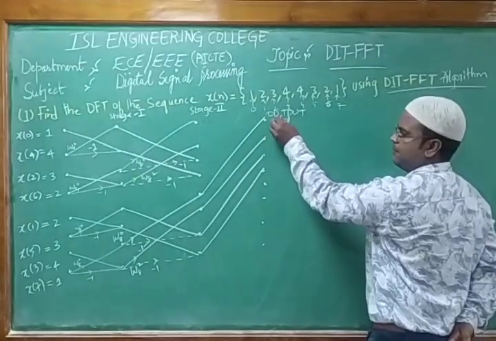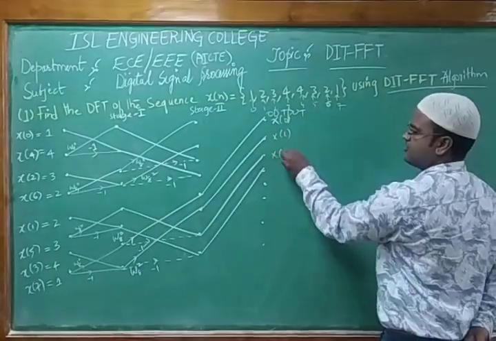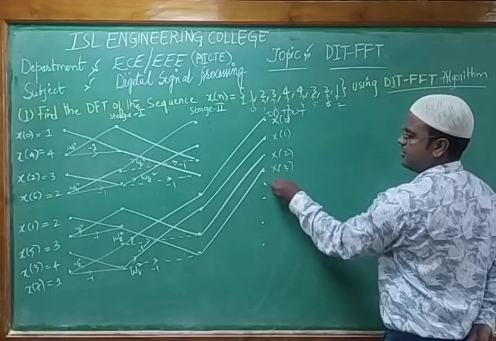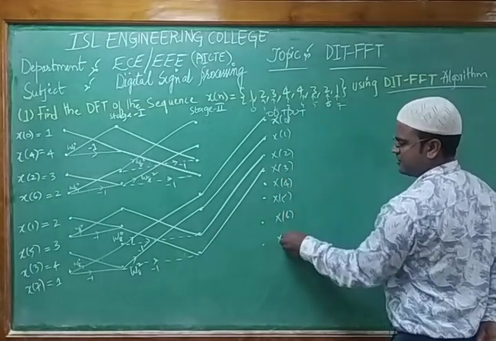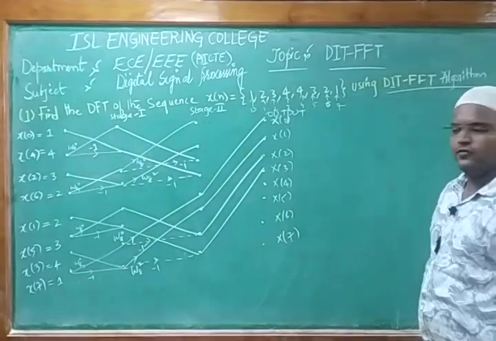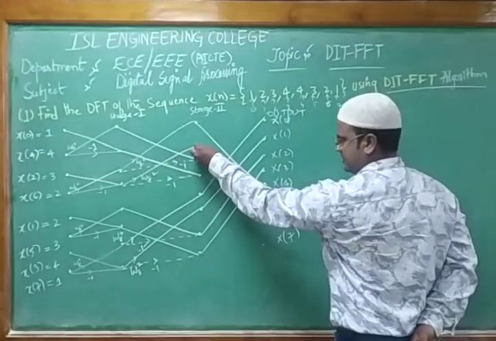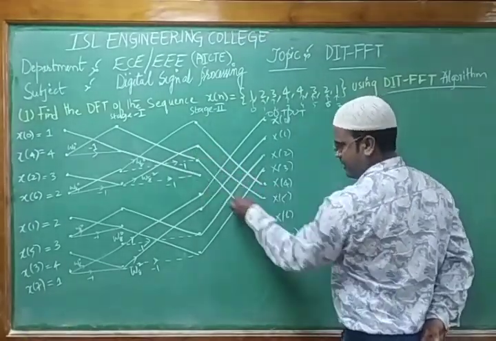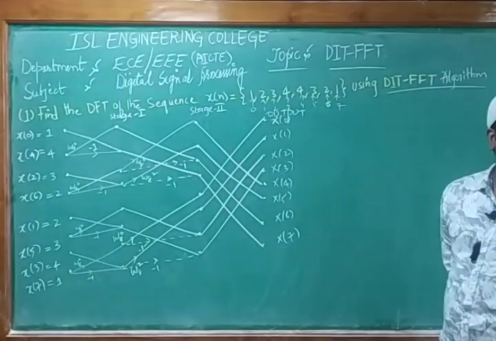X of 0, capital. Next is X of 1, X of 2, X of 3, X of 4, X of 5, X of 6 and X of 7. So now we are left with this, stage 2 first input. So this will combine with X of 4. Next, X of 5, X of 6 and X of 7. So we found all those values. We connected the graph for that.